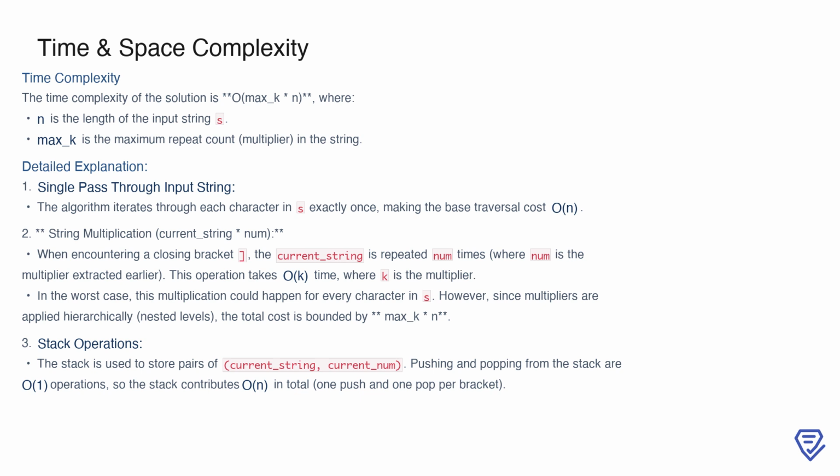While this could theoretically occur for every character in the string, the hierarchical application of multipliers ensures that the total cost remains bounded by max_k * n. Lastly, the stack operations used to store and retrieve pairs of current strings and multipliers involve constant time pushes and pops, contributing an additional O(n) overall. Together, these components make up the time complexity of the solution.